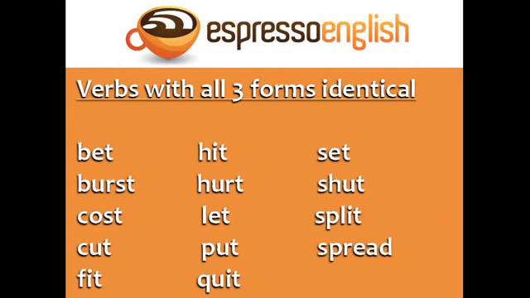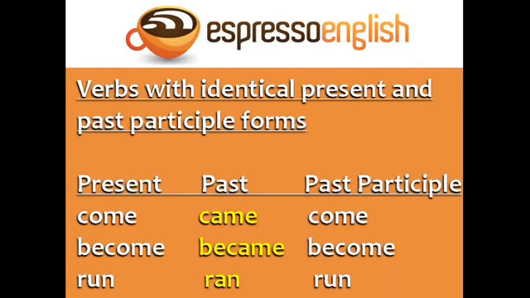Other verbs with all three forms identical include bet, burst, cost, cut, fit, hit, hurt, let, put, quit, set, shut, split, and spread. The next group is verbs with identical present and past participle forms. The only different form is the past. Come, came, come. Become, became, become.